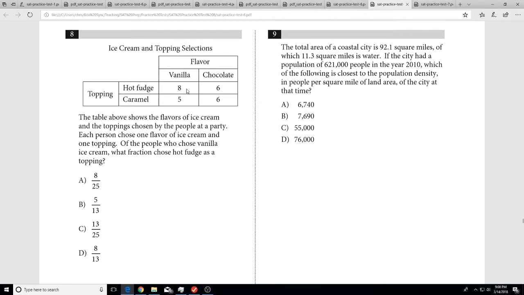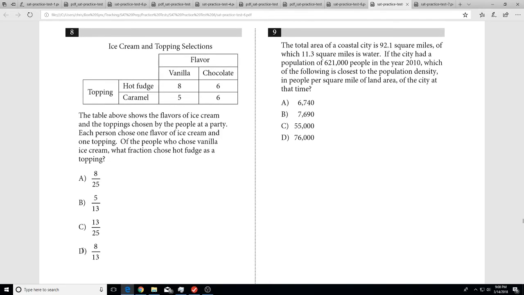Well, 8 people chose hot fudge, but out of how many people who chose vanilla? 8 plus 5 is 13. So 13 people chose vanilla, and of those, 8 picked hot fudge. So we want 8 over 13 is our answer choice.